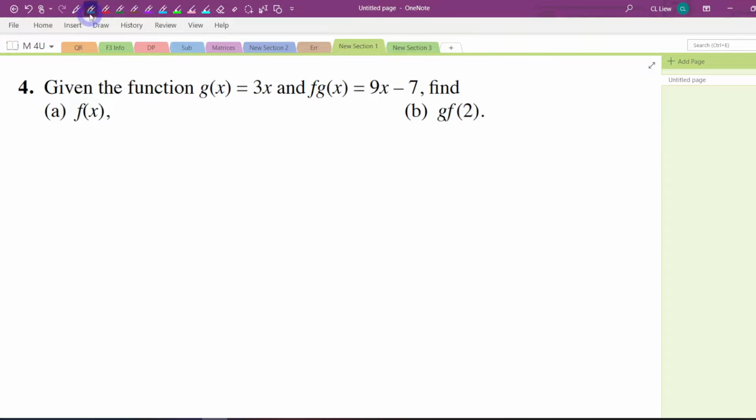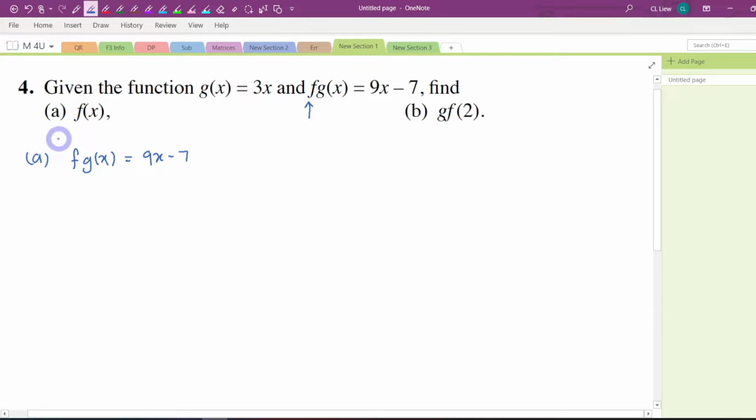Let's look at one more question, question number 4. Given the function g of x is equal to this, f of g of x is equal to this. We want to find f of x, which is the second function. Remember, the function which is nearer to x is the function which comes first. So g is the first function, f is the second function. To find the second function, you need to be more careful. It's easier for us to make mistakes. Now f of g of x is equal to 9x minus 7.